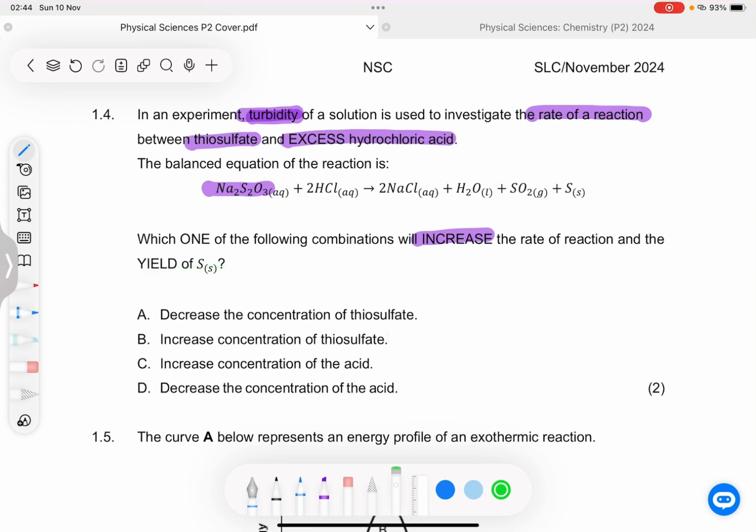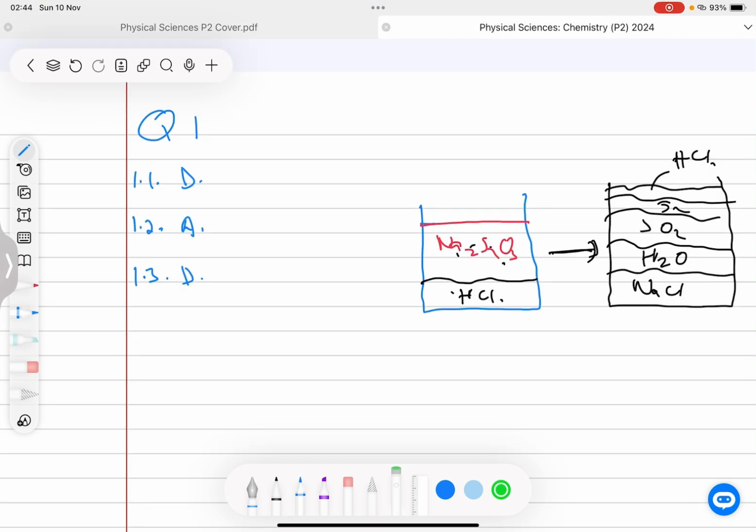This looks right. Let's check if we increase the concentration of the acid. If we increase this concentration, the reaction rate will be increased, but the yield won't increase because this does not produce that. So this one does not work as well. Now, if we decrease the concentration of the acid, the reaction will be slow, so this doesn't work. The best option here will be B. So 1.4 will be B.